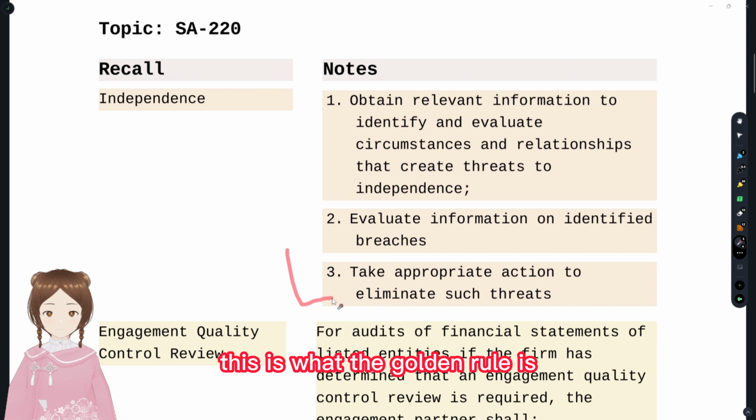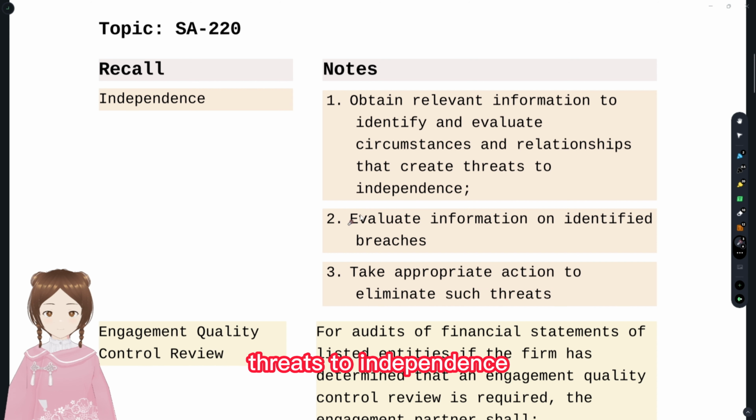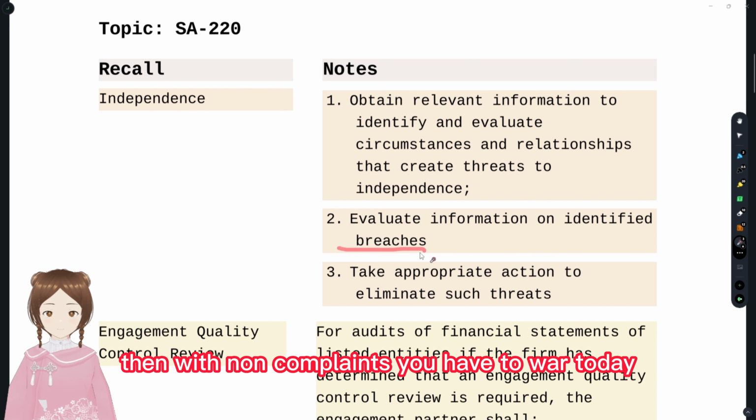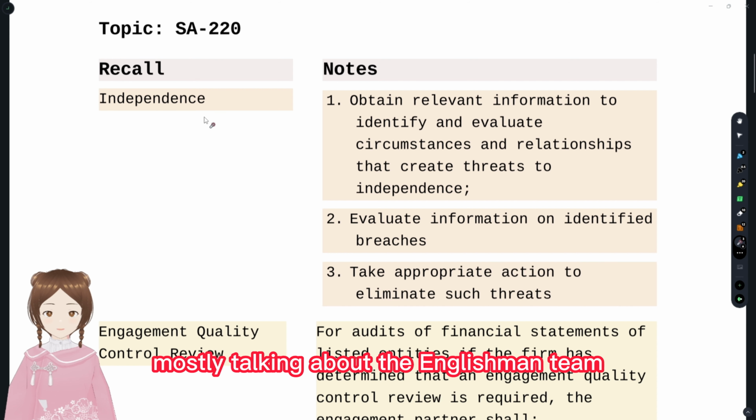This is the golden rule. Whenever you find any kind of irregularity, you have to take remedial actions. First, you have to obtain relevant information on threats to independence, then evaluate the breaches, that is, the non-compliance. Then, with non-compliance, you have to take proper action. That's it with regards to independence. This is mostly talking about the engagement team's independence from the client.